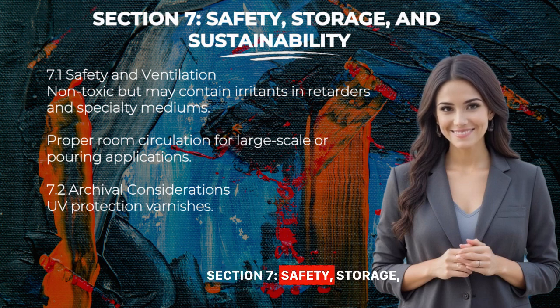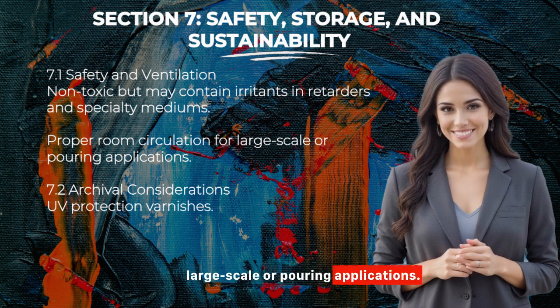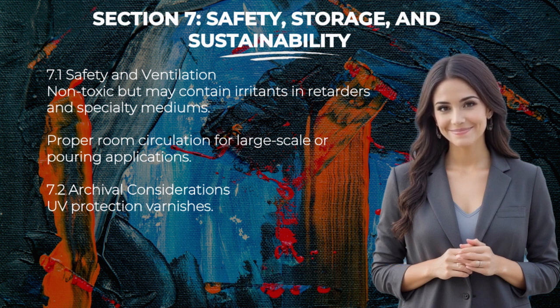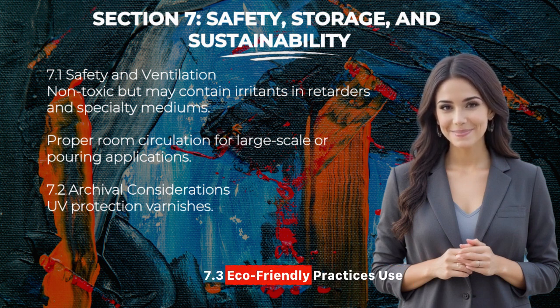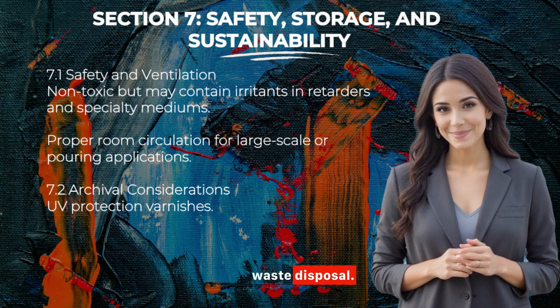Section 7. Safety, storage, and sustainability. 7.1 Safety and ventilation: non-toxic, but may contain irritants in retarders and specialty mediums. Proper room circulation for large-scale or pouring applications. 7.2 Archival considerations: UV protection varnishes, avoiding chalking and brittleness by proper priming and layering. 7.3 Eco-friendly practices: use of refillable markers, recyclable packaging. Water-based cleaning avoids hazardous waste disposal.